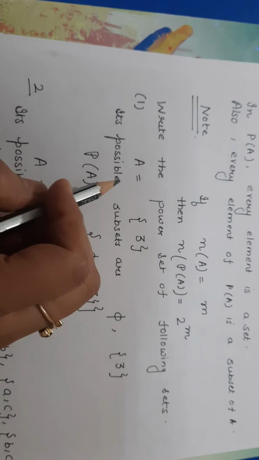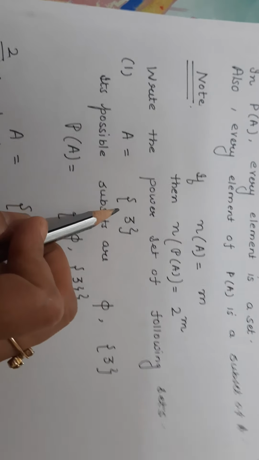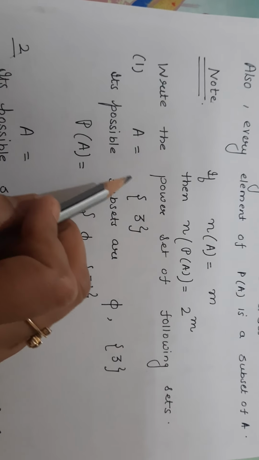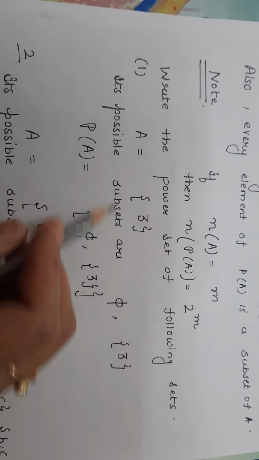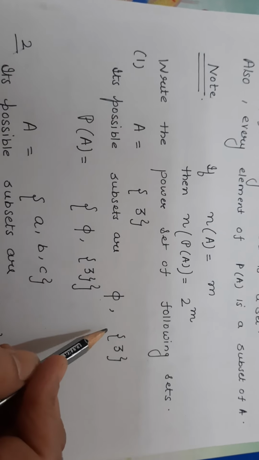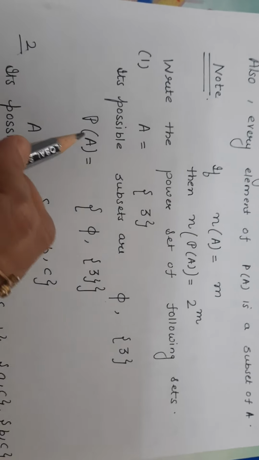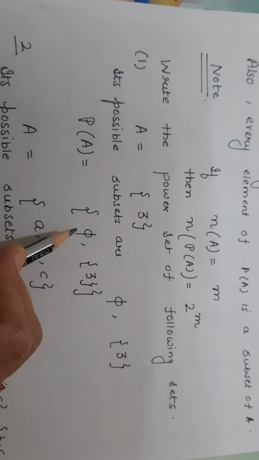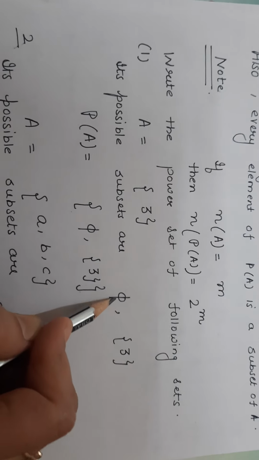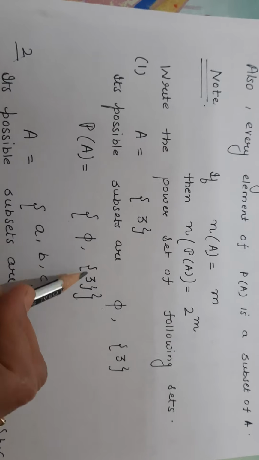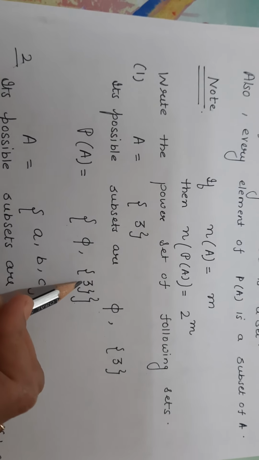One more example, let set A contain one element 3. You have to write its power set. Its possible subsets are phi and singleton set {3}. So for writing the power set of A, first you write the curly bracket and then write all the subsets in these brackets, phi and singleton set {3}.